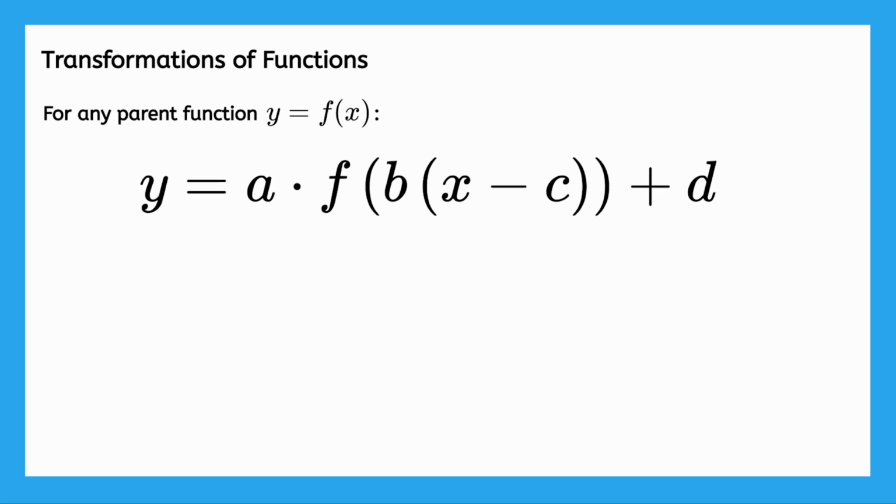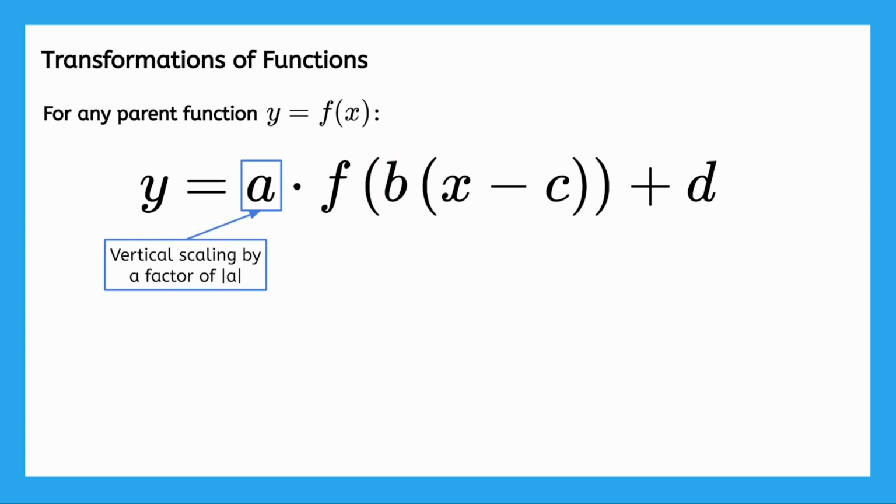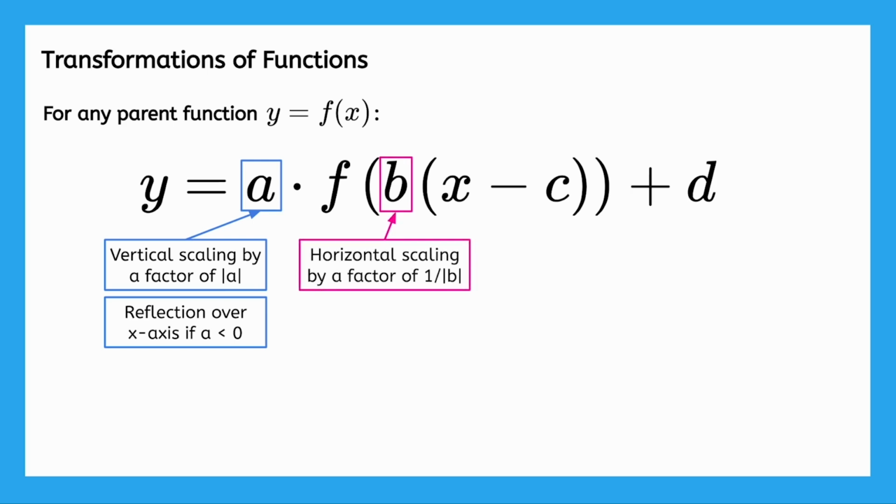Remember that the operations affecting the output, or outside, will cause vertical transformations, while those affecting the input, or inside, will cause horizontal transformations. A multiplication outside by a number a will produce vertical scaling by a factor of the absolute value of a, and if a is negative, a reflection over the x-axis. A multiplication inside by some number b will produce horizontal scaling by a factor of the reciprocal of the absolute value of b, and if b is negative, a reflection over the y-axis.